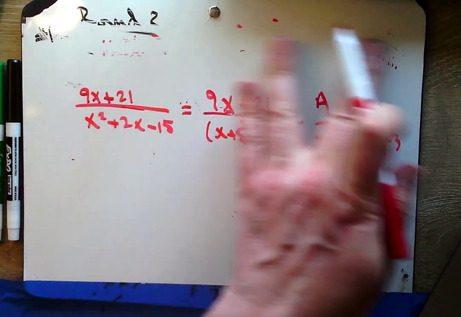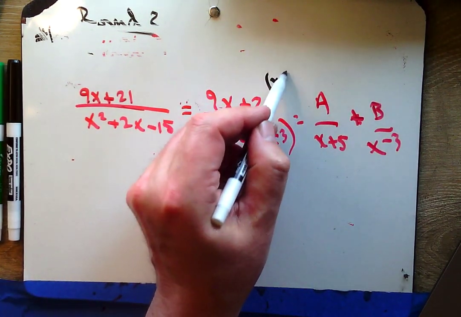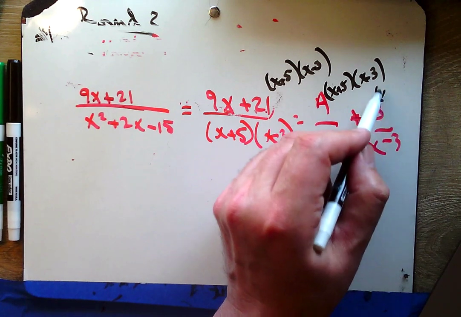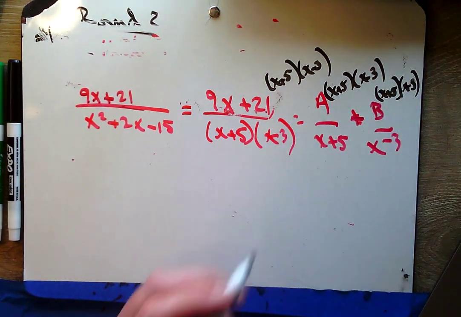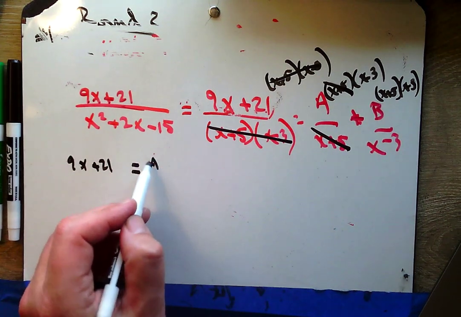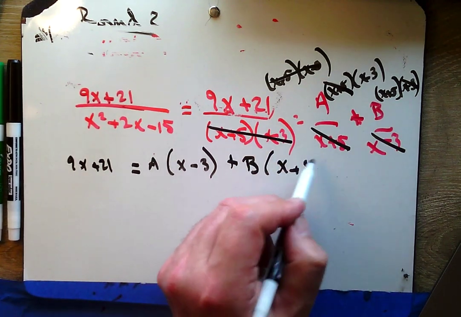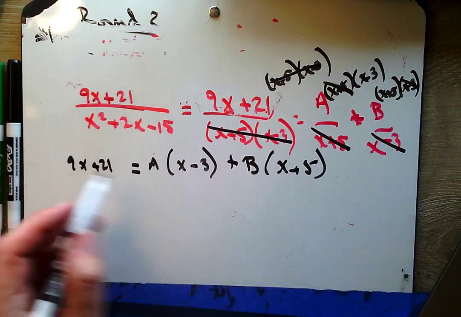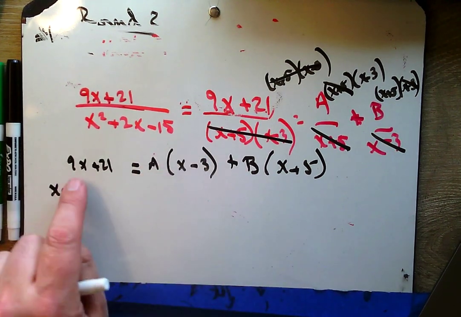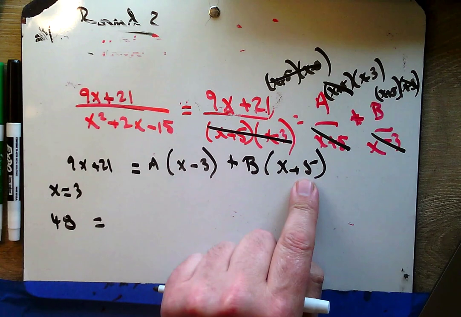Sometimes habits just form. Okay, so we're going to multiply everywhere by our least common denominator, which is x plus 5, x minus 3, and x plus 5, and x minus 3, and x plus 5 times x minus 3. These cancel, leaving me 9x plus 21 equals, these cancel, a times x minus 3, and these cancel, leaving me plus b times x plus 5. Again, I only have 2 constants, and I have 2 magic numbers, so I'm just going to use magic numbers here. If I put a 3 in here, 3 minus 3 is 0, so all this goes away. 3 times 9 is 27, so I get 48. And 3 plus 5 is 8 times b.